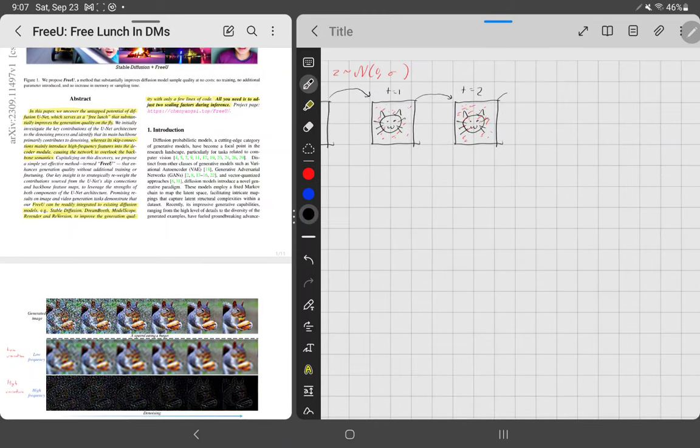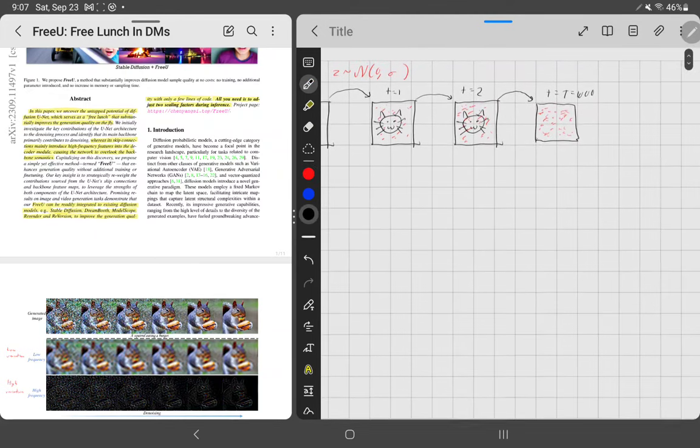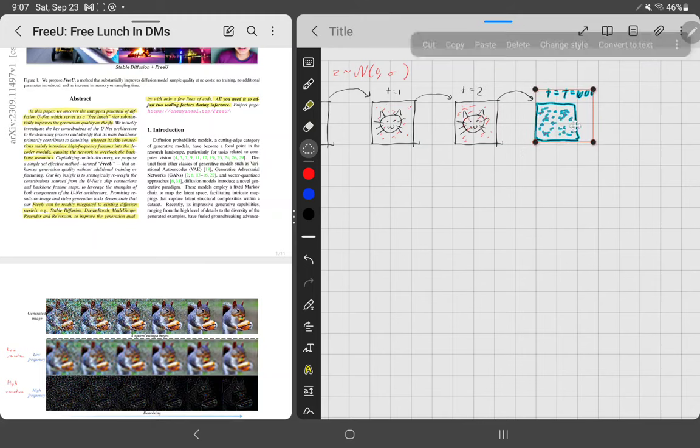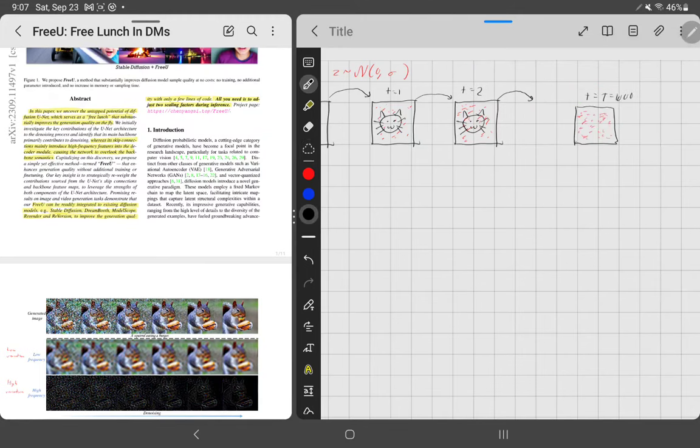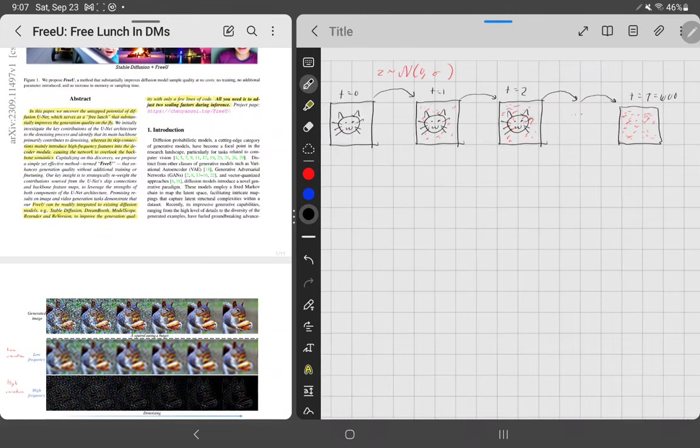And you do this, say big T times, t is equal to big T, maybe that's 1,000, and you get to an image that is pure Gaussian noise. You don't have your cat in there anymore, unfortunately. So you have this chain that's basically 1,000 images long, and it's just a sequence of continuous noise addition.